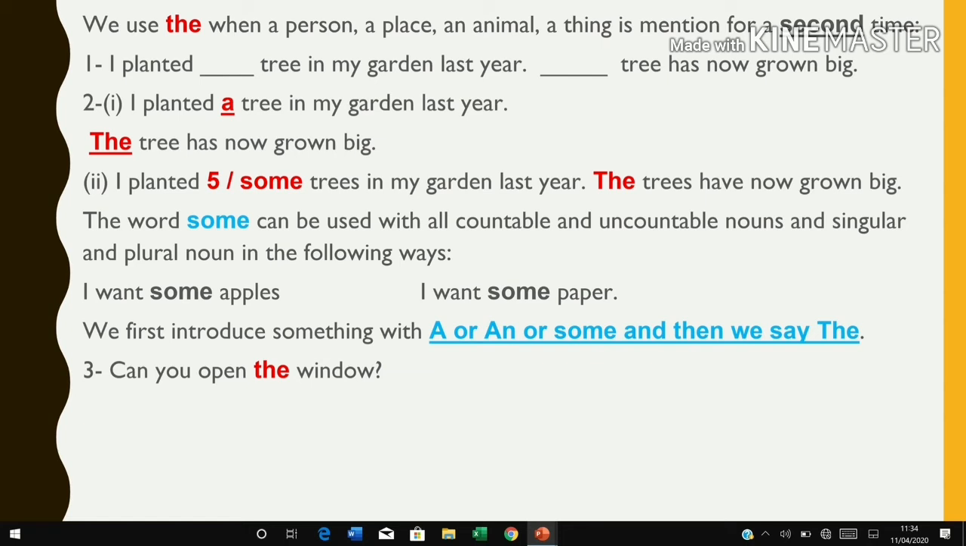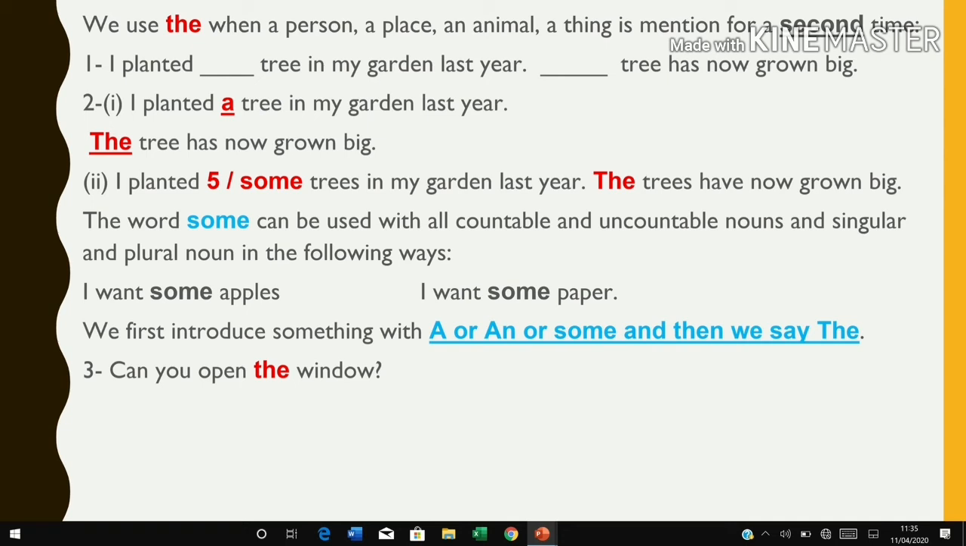But sometimes you don't need a or an, because your listener will automatically understand what you are referring to. For example, can you open the window? If you are sitting in a room and I say this to you, you will know which window I am talking about. From this the, you will understand which thing I am referring to.